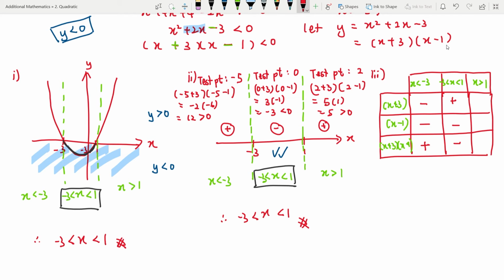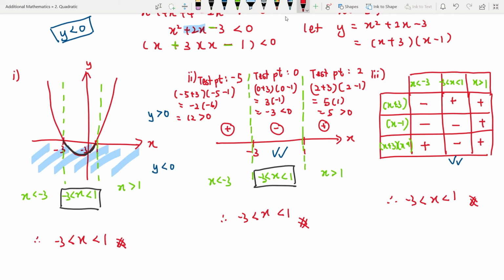For x is greater than 1, we choose 2. 2 plus 3 is 5, positive number. 2 minus 1 is 1, a positive number. A positive multiplied with a positive, we will get a positive number. Since y is lesser than 0, then the range of values of x is determined on the negative part of the table, which is this. Hence, the range of values of x is between -3 and 1.